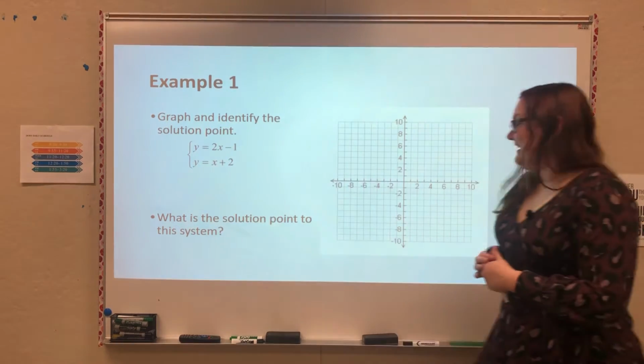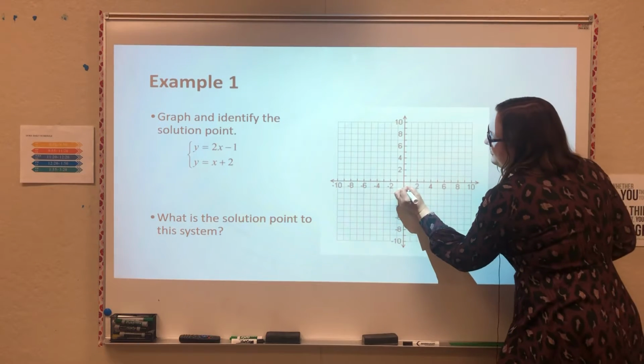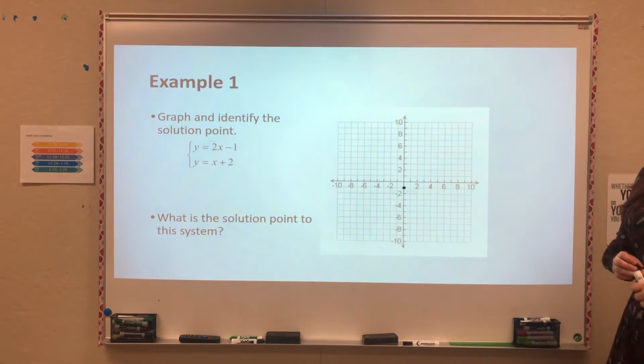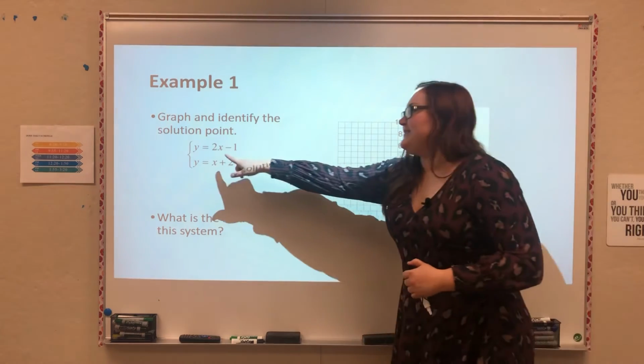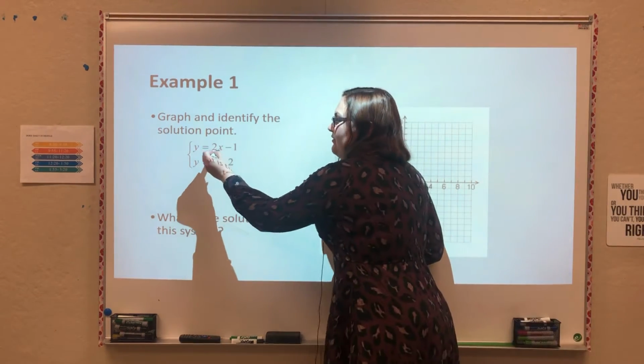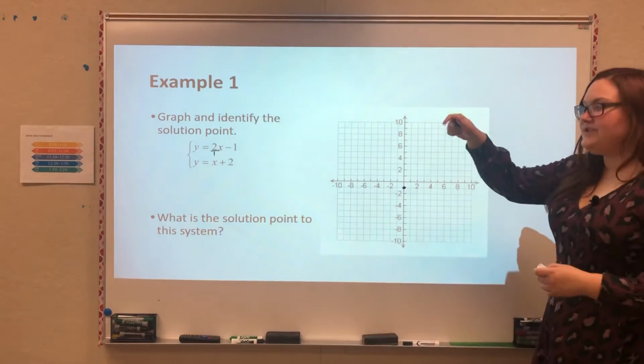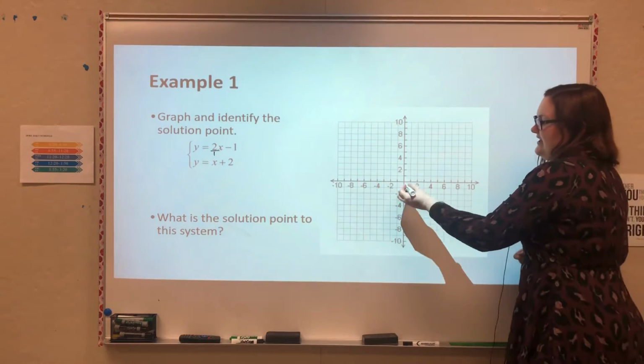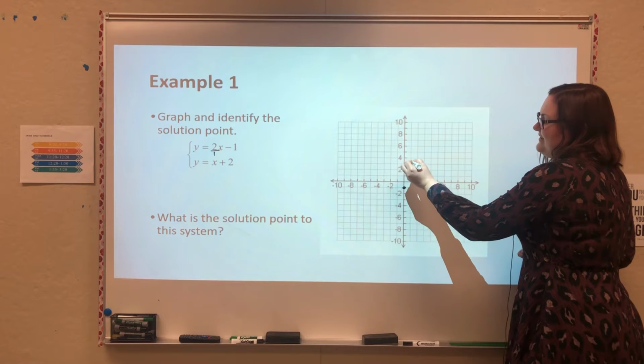That is that -1. So I'll come down here, put a point at -1 on my y-axis. And then my slope is 2. If you're thinking rise over run, that means my slope is 2 over 1. I'm going to rise 2, run 1. So starting here, rise 2, run 1, rise 2, run 1.